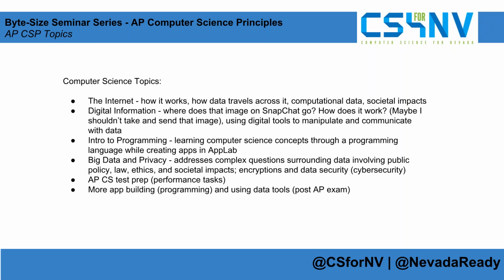So here are the computer science topics that the AP Computer Science Principles course goes through. It talks about the internet, how it works, how does data travel across it, computational data, societal impacts of the internet, which is huge, as we know.